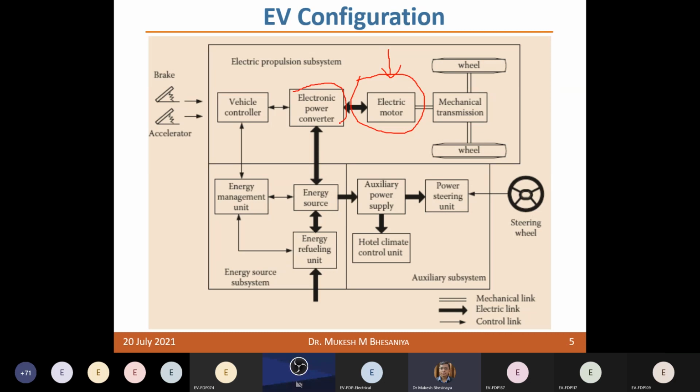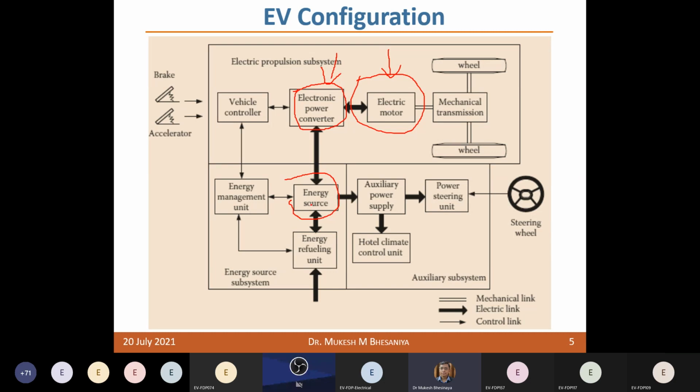And this is a power converter, and the design and the control of this power converter is very important, right? And this is feeding power to the motor through a battery. So here you have an energy storage element, which is nothing but a battery in a pure electric vehicle, and this is the energy source, and it will supply energy to the electric power converter.